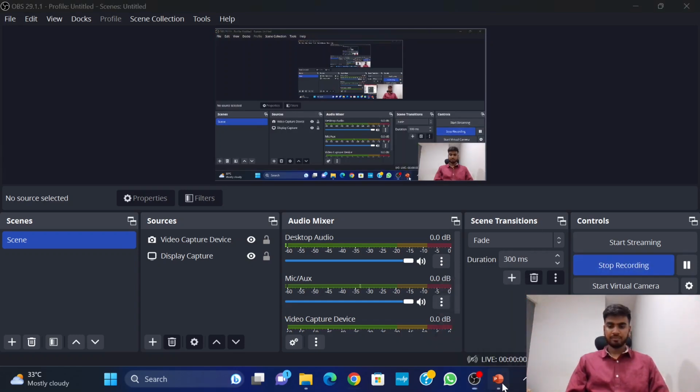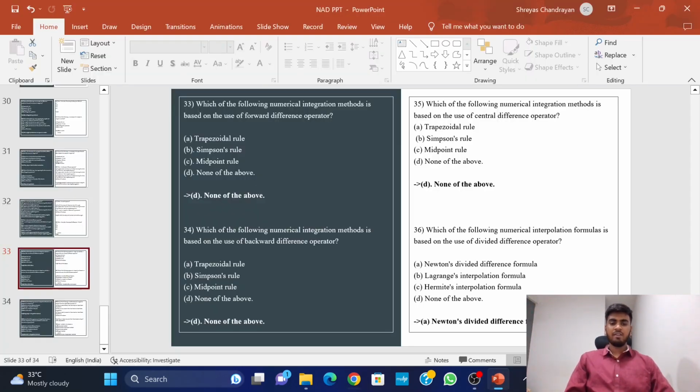Question number 33: which of the numerical integration methods is based on the use of the forward difference operator? Options are trapezoidal rule, Simpson's rule, midpoint rule, none of the above. So A, B, C are not the correct answer. The correct option is none of the above.